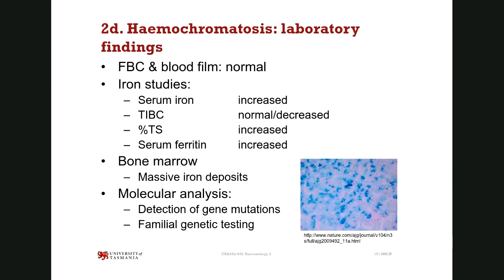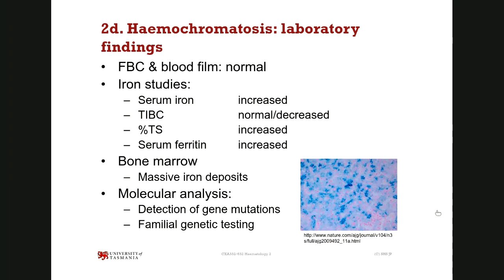And of course, this means that our transferrin saturation is increased, and our serum ferritin is increased, because all this iron is just constantly going into the cells. And of course, bone marrow examination would show massive iron deposits. So this is actually a sample.